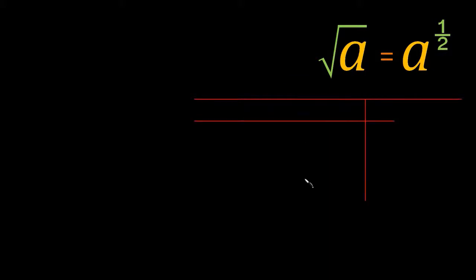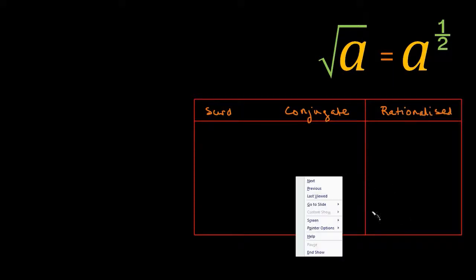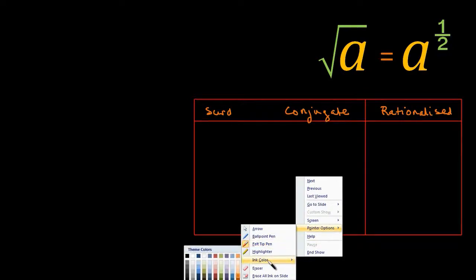Okay, let's just summarize this important idea of the conjugate actually. So what we've got is something like, so let's write a heading here, surd. We've got something like, and in fact what we'll do is put the conjugate, we'll multiply by the conjugate, so let's put a heading here like that. And this we can say is the rationalized surd.